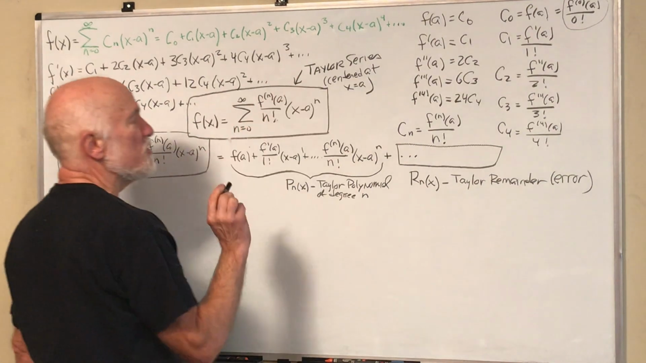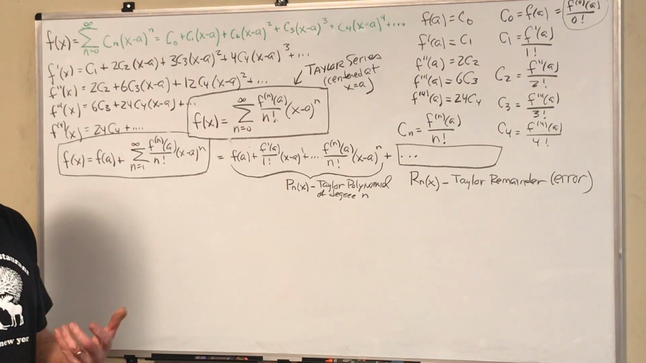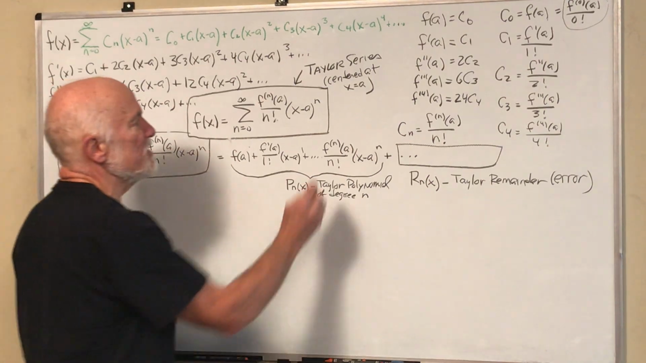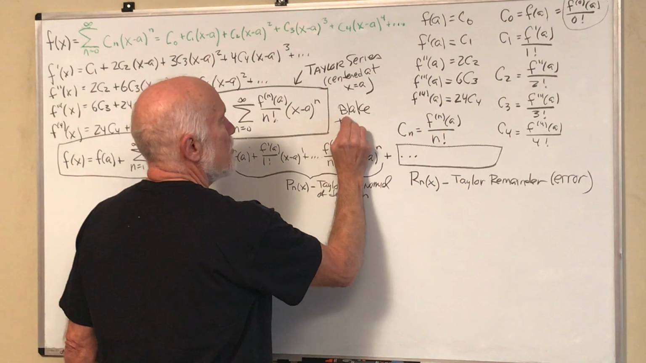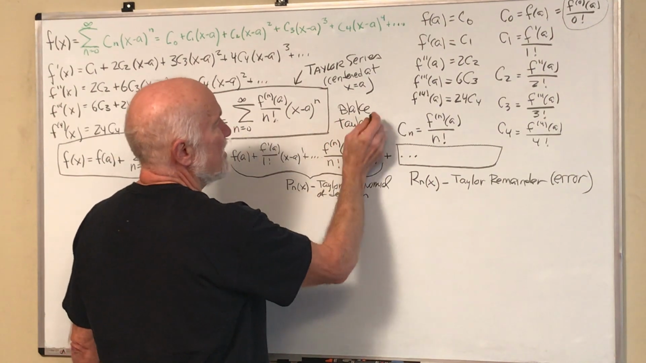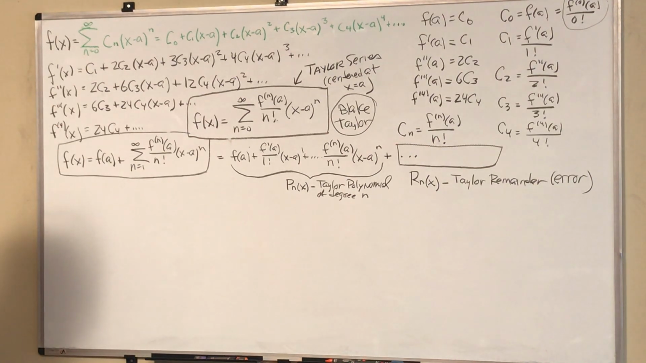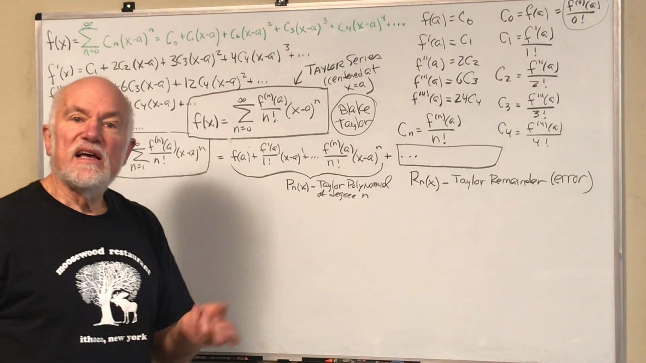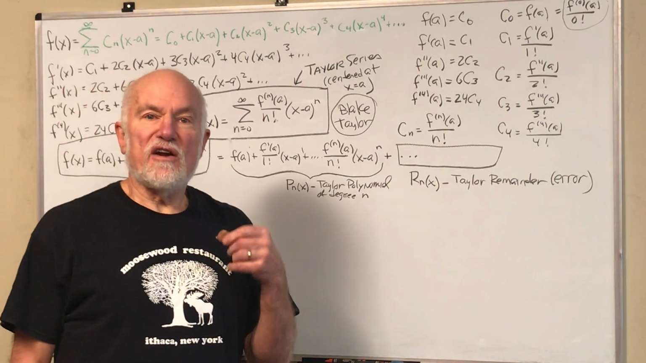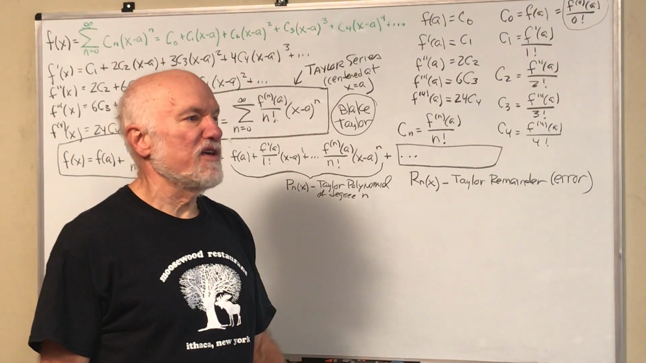Now, the Taylor series was named after an English mathematician, Brook Taylor, and he did this work in the early 1700s. So, we have some terminology. Now that we've got this formula, I think we should start to use it. So what function should we pick to do first?